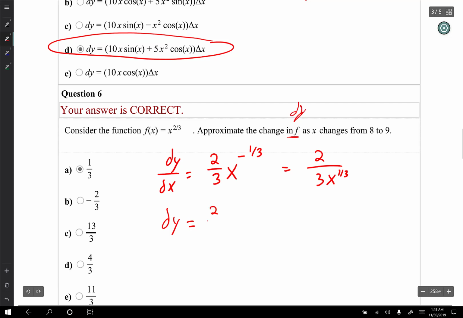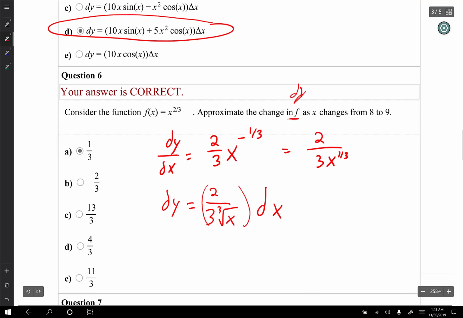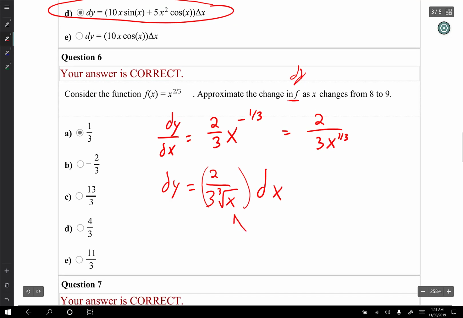So 2 over 3 cube root of x, and then that times dx. All right, so what you're going to plug in for this one, you're going to plug in your 8. That's where you started off. And then what you're going to plug in for dx, you're going to plug in the difference between 8 and 9. So you're going to do 9 minus 8.